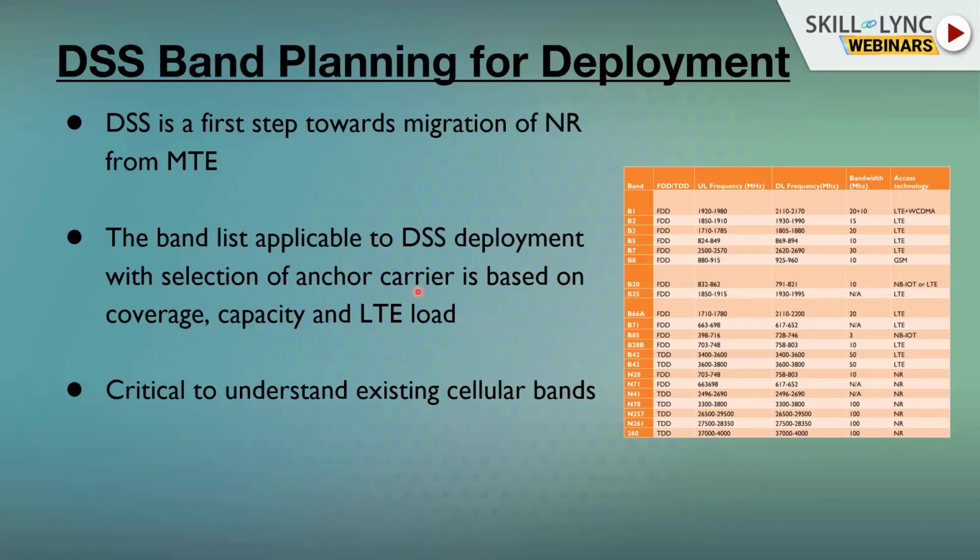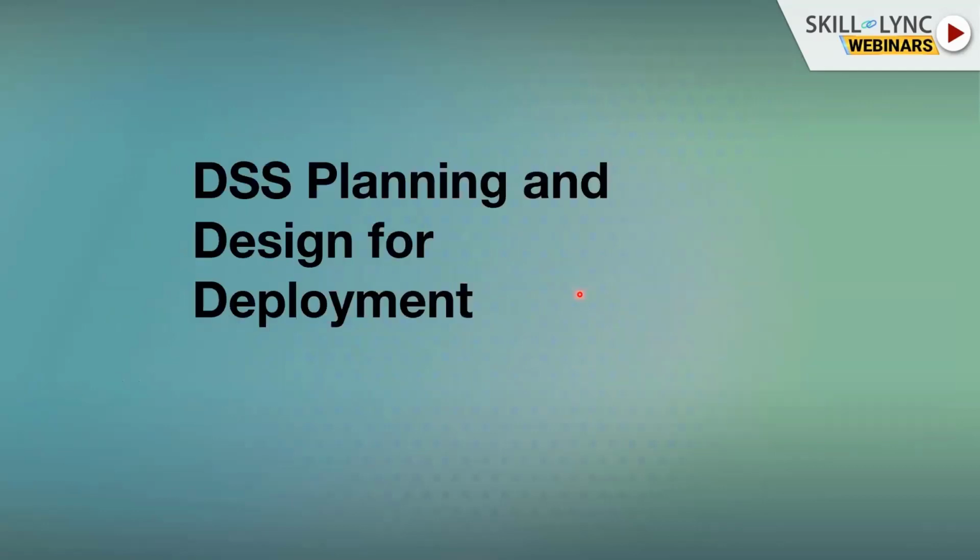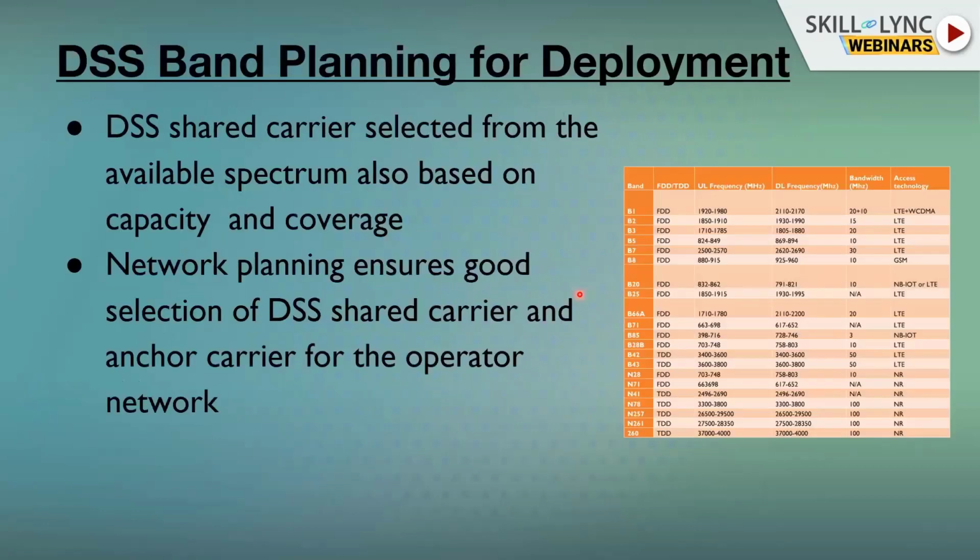And how that decision is made is, you're trying to maximize your coverage and capacity. So we want to choose a shared carrier which can give you the maximum coverage and capacity. So that's why it's important to understand what bands are available to the operator. The DSS shared carrier is selected from the available spectrum, and then your network planning ensures good selection of the DSS shared carrier and anchor carrier for the operator network.